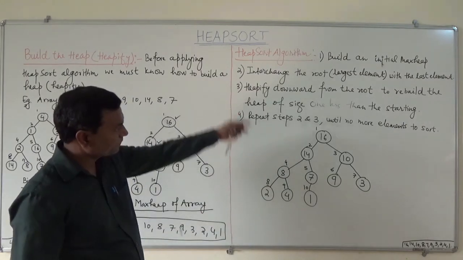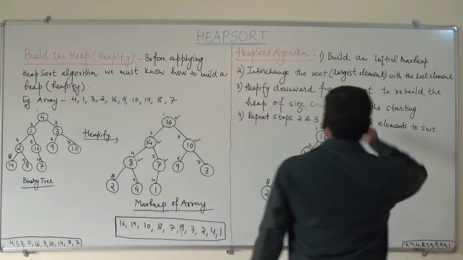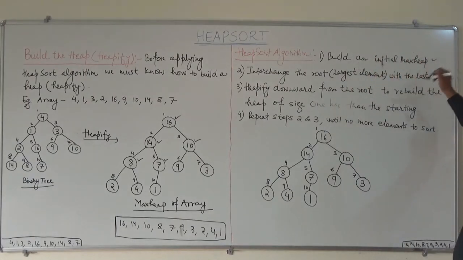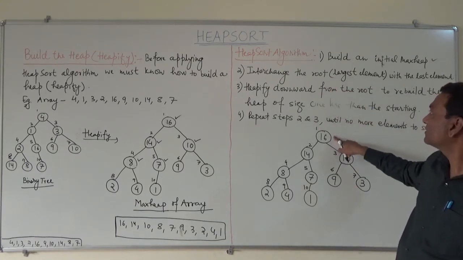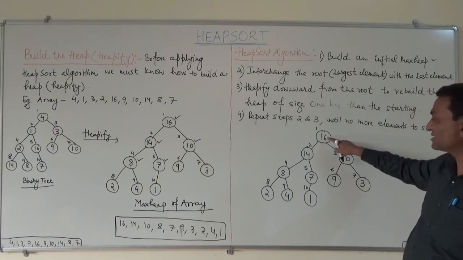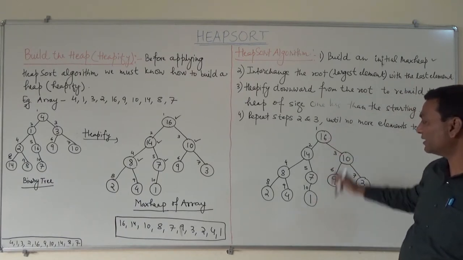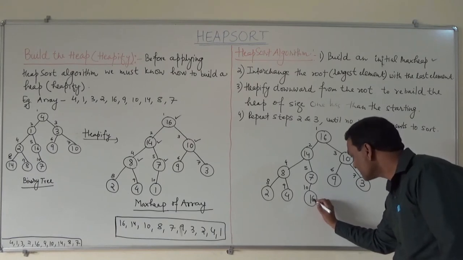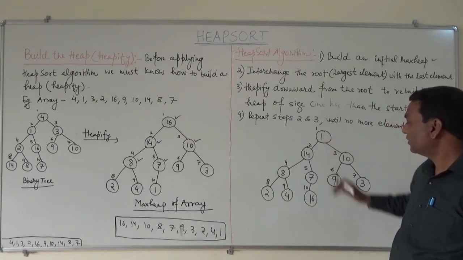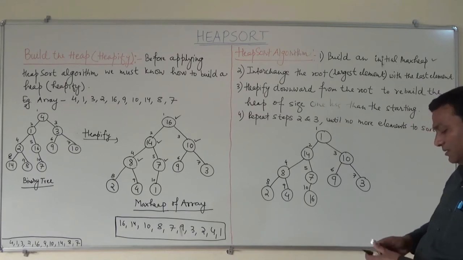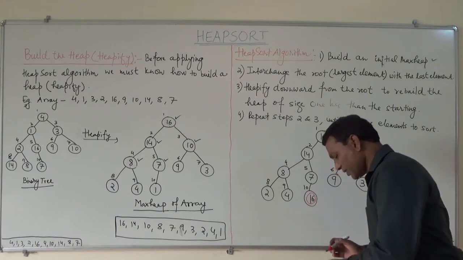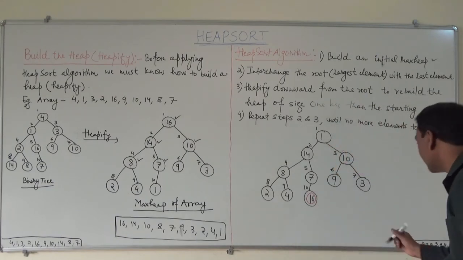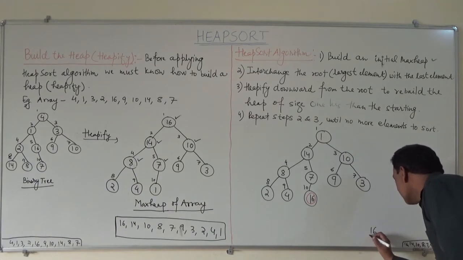So now we will apply this. We will come to step 2 because we have already created this max heap. Now we will interchange the root, this is the root, with the last element. So 16 and 1 are interchanged. So this will become 16 and this will be 1. So we can say that 16 is sorted, and we are writing here this is 16.